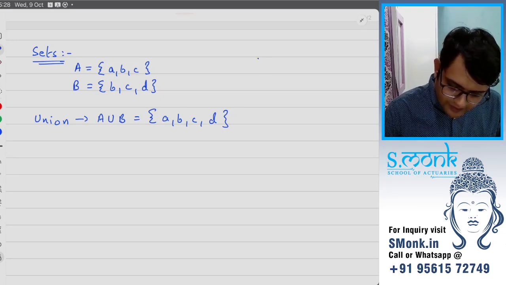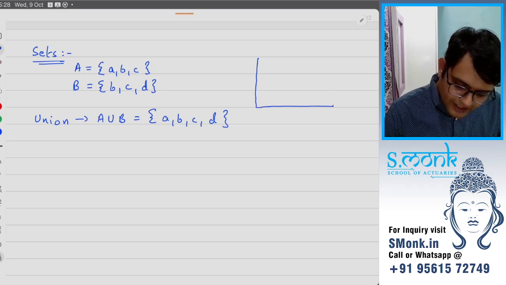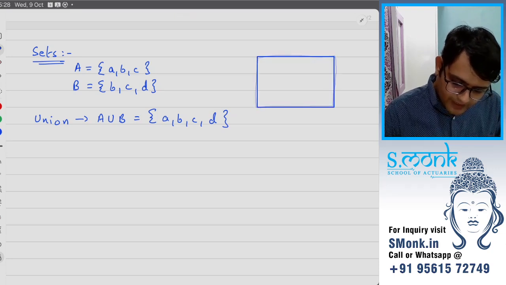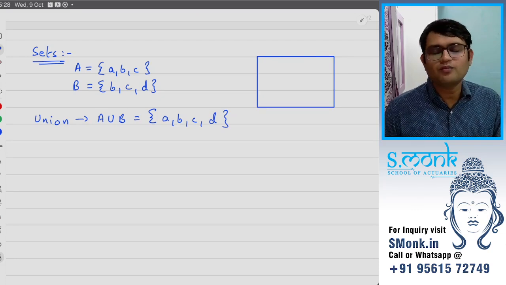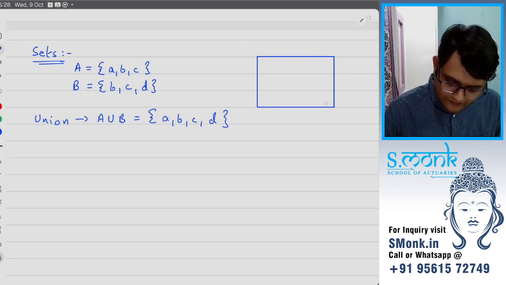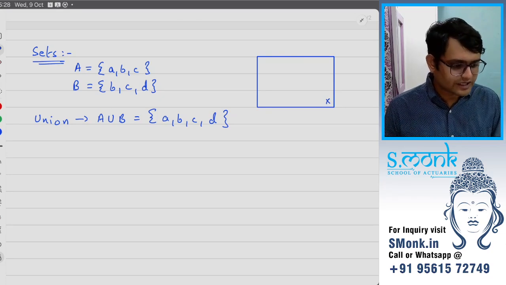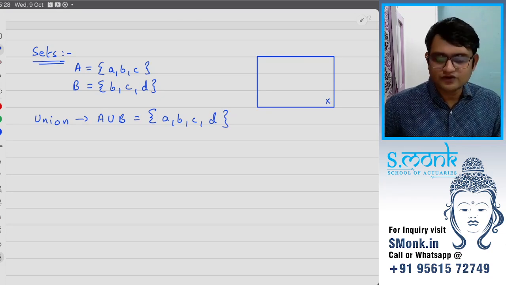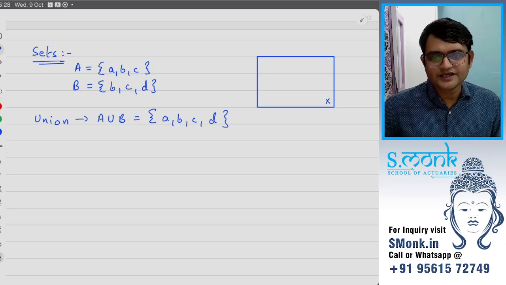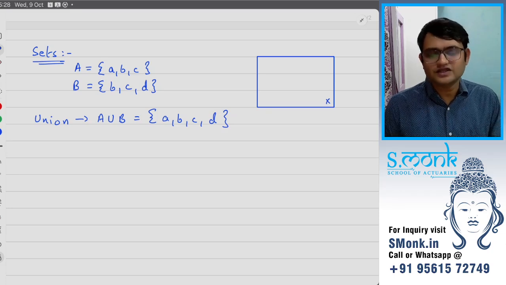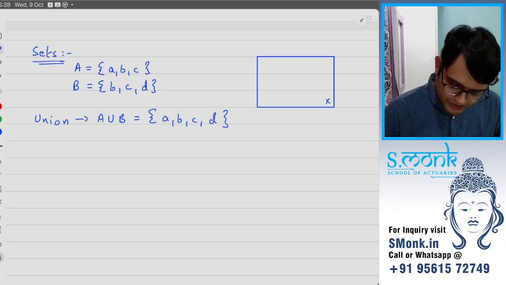Okay, we can represent a set using a Venn diagram. In a Venn diagram, we first draw a box. We call it the universal set. It contains everything. Universal set can be represented by X, U, S, whatever. Okay, there are many ways of representing a universal set. I am just naming it as X. It contains everything. It's the whole universe.